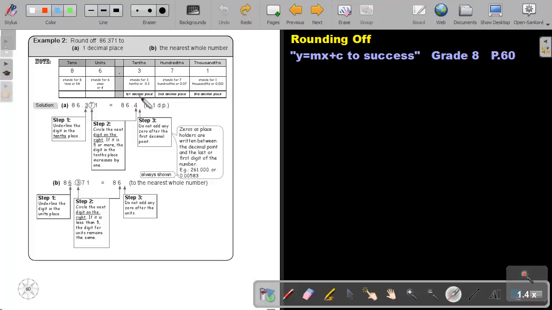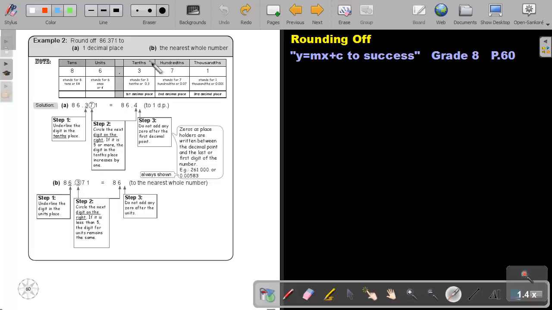A 4. Now, after the decimal point, it's not necessary that we put zeros in the remaining positions. So we do not have to put zeros, like 4.00. It's just before the decimal point that we must put the zeros. Okay.